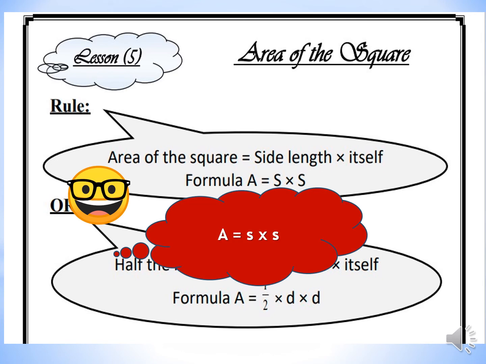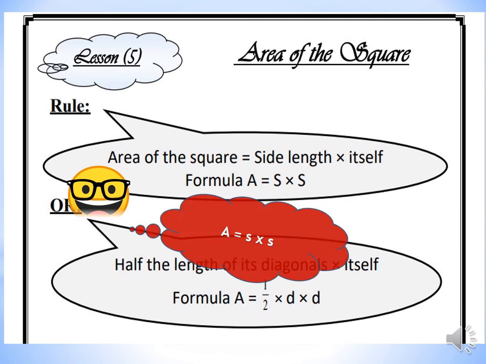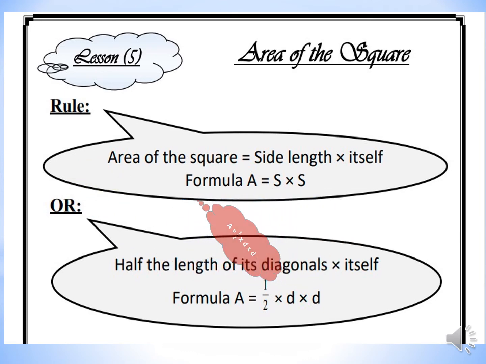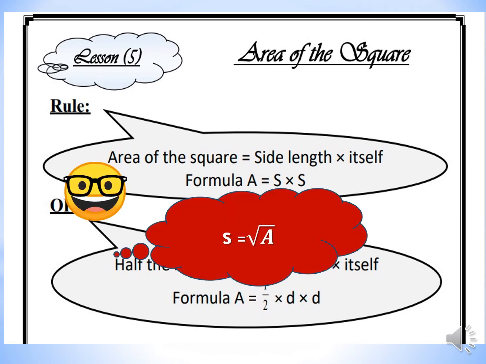The area equals side times side. This is the first rule. Or the second rule, the area equal half times diagonal times diagonal. If I want to find the side equals square root the area. The side equals square root the area. This is a very, very important rule. To find the side, you have to make square root the area.